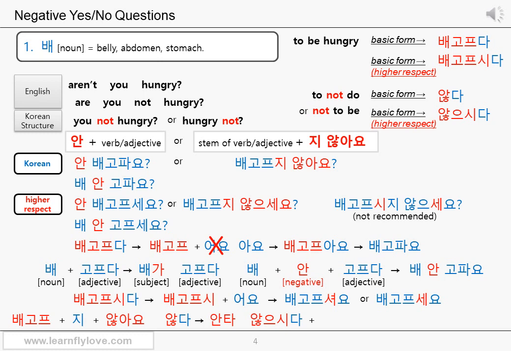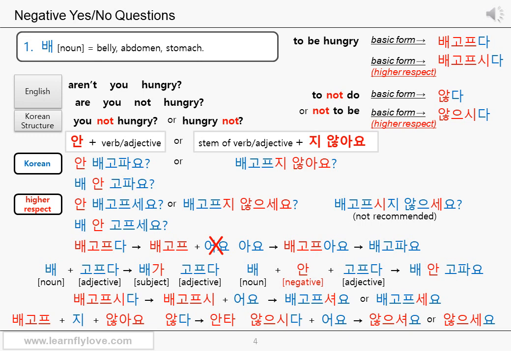The stem of 않으시다 is 않으시. And we need to add the 어요 sound. And then 않으시 plus 어요 becomes 않으셔요 or 않으세요. So 배고프지 않으세요? is a higher respect form of the sentence 배고프지 않아요?